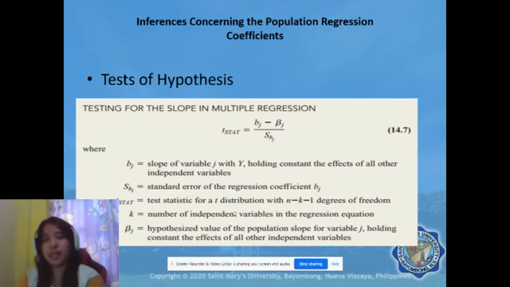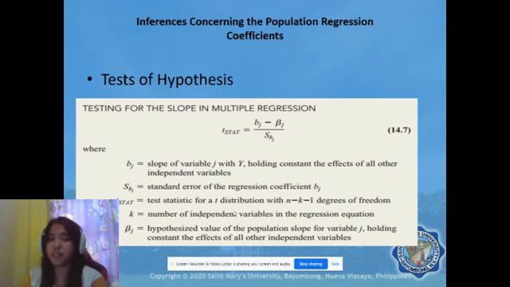So, inferences concerning the population regression coefficient. For the test of hypothesis, this is testing for the slope in multiple regression. Again, as mentioned for the F test, we also obtain the value of the t test when we are generating our multiple regression model. Here, b sub j is the slope of the variable j with y, holding constant the effect of all other independent variables.